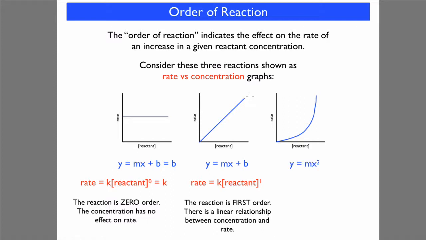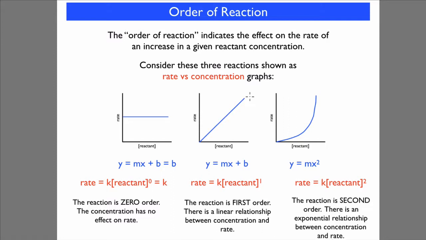Here, we've got y equals mx squared, because we've got the exponential increase in the line. So the concentration must be to the second power. The reaction is second order. There's an exponential relationship between concentration and rate.